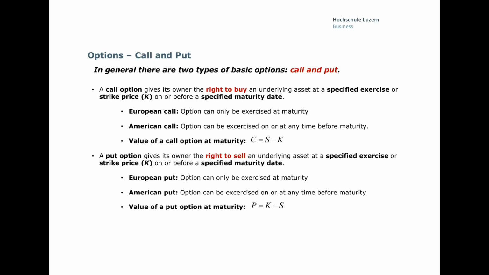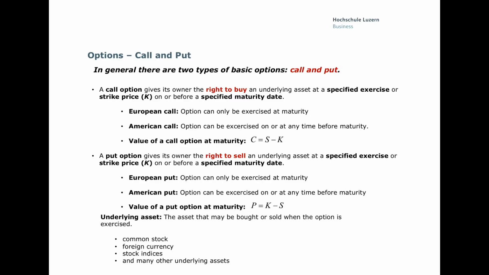The second type of option are put options. A put option gives its holder the right to sell an asset for a specified exercise or strike price on or before some expiration date. Like for call options, we distinguish between European and American style option, which refers to the point in time when the put option is exercised. The value of a put option at maturity is then given by the difference of the exercise price and the stock price.